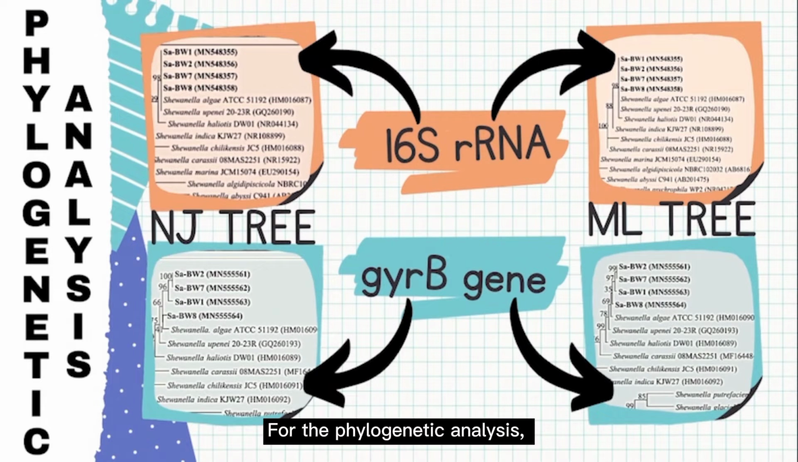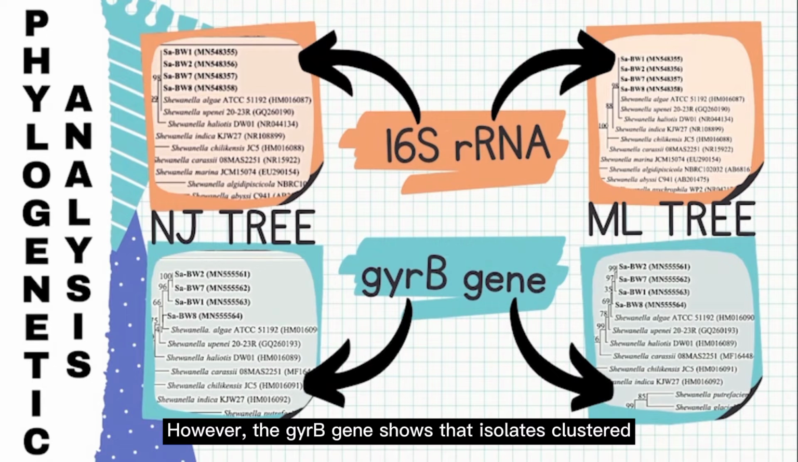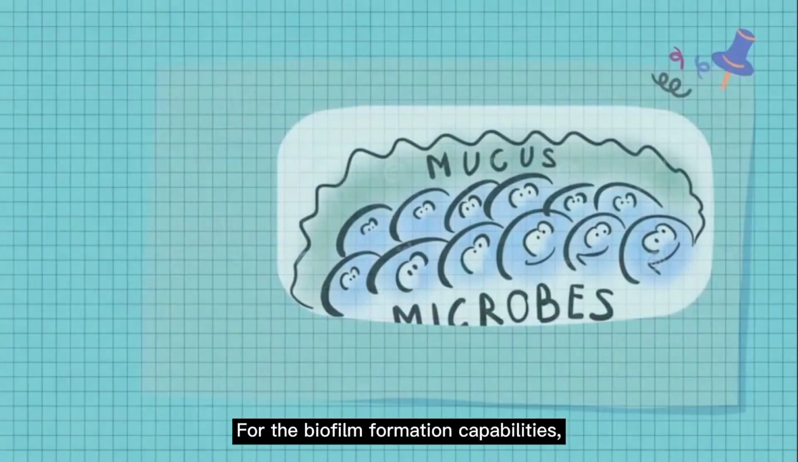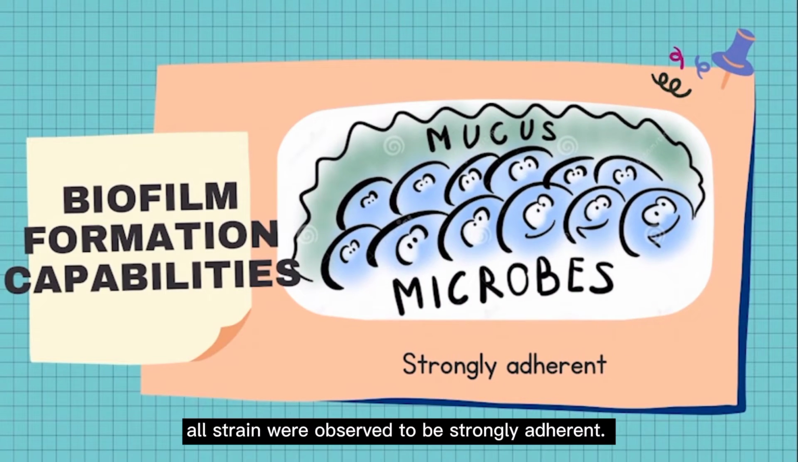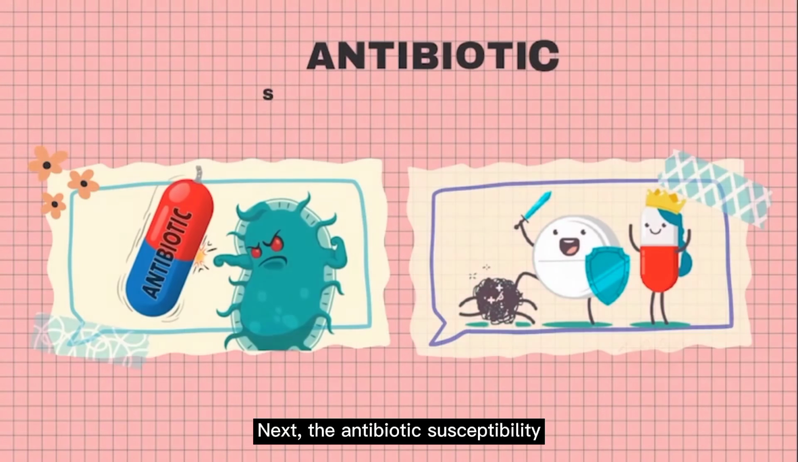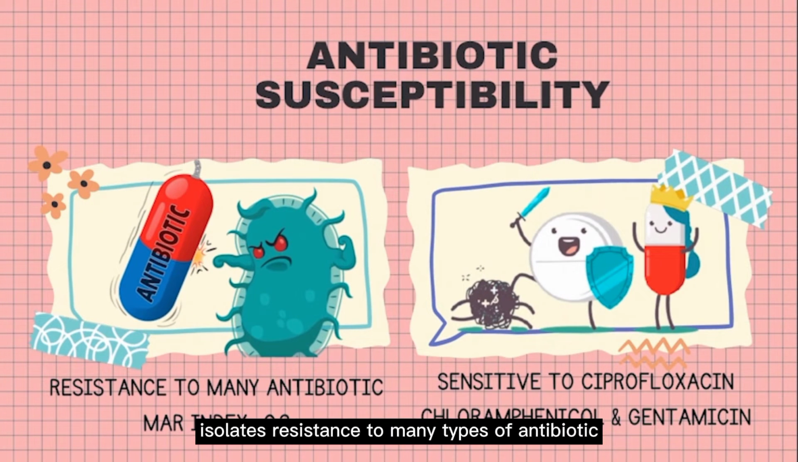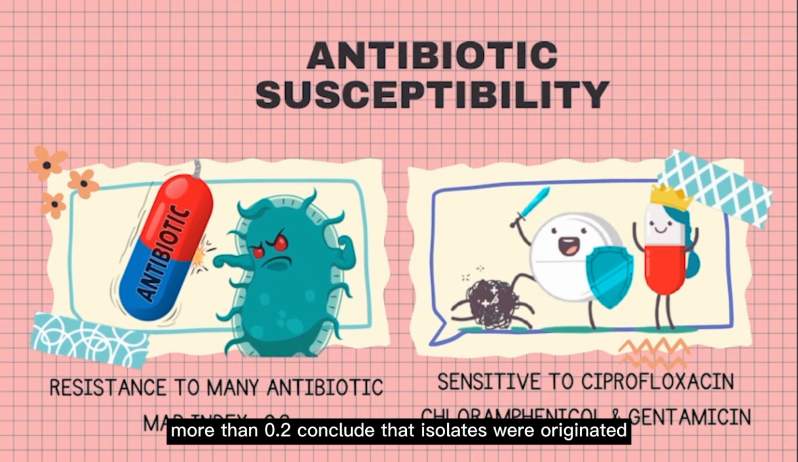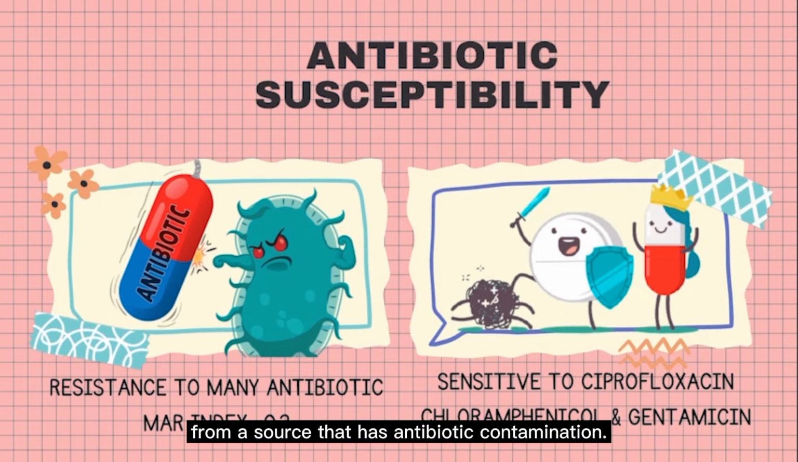For the phylogenetic analysis, there is a bit of difference between the 16S rRNA and gyrB gene sequencing. The 16S rRNA shows that isolates form a cluster with other Shewanella species. However, the gyrB gene shows that isolates cluster monophyletically apart from the other S. algae. For the biofilm formation capabilities, all strains were observed to be strongly adherent. Next, the antibiotic susceptibility shows that isolates were resistant to many types of antibiotics but only sensitive to ciprofloxacin, chloramphenicol, and gentamicin. With MAR index more than 0.2, we conclude that isolates originated from a source that has antibiotic contamination.